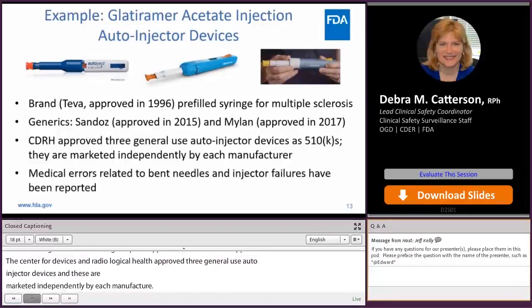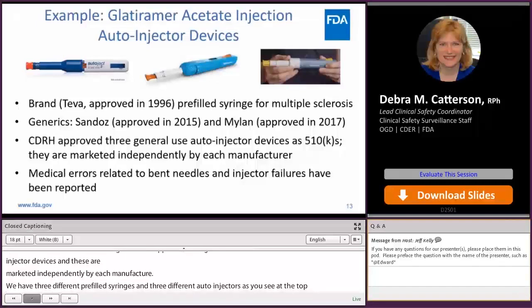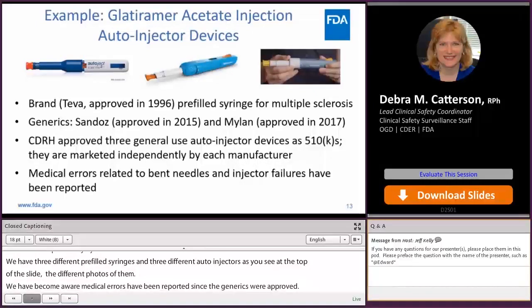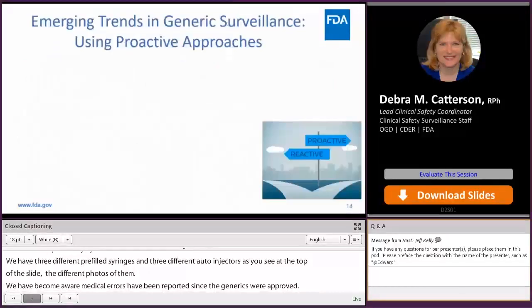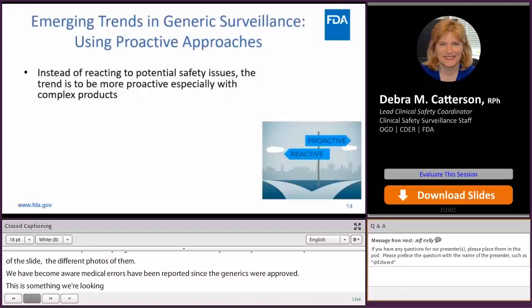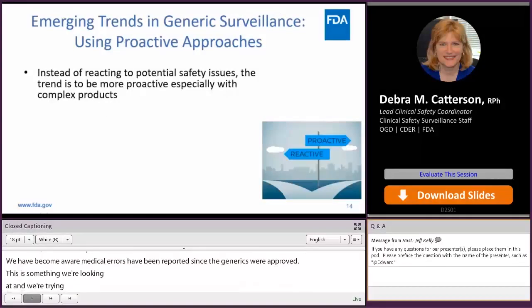And we have become aware that medical errors related to bent needles and injector failures have been reported in FAERS since the generics were approved. And this is something we're looking at, and we're trying to help the patient population. So the emerging trend in generic drug surveillance is to be more proactive instead of reacting to potential safety issues, especially with these complex products.